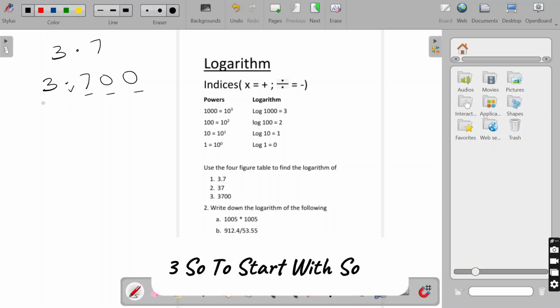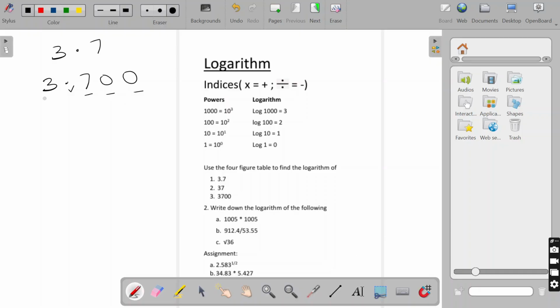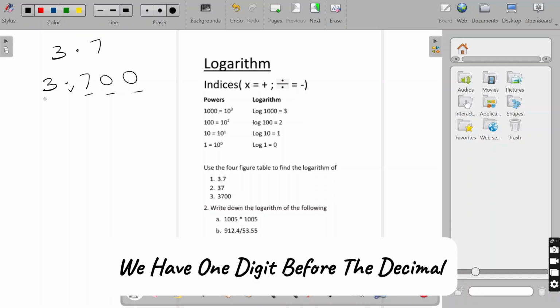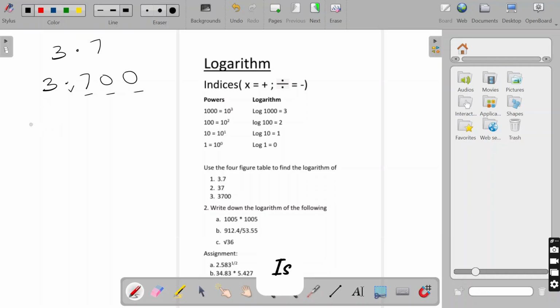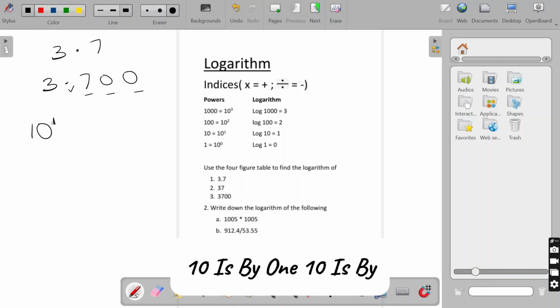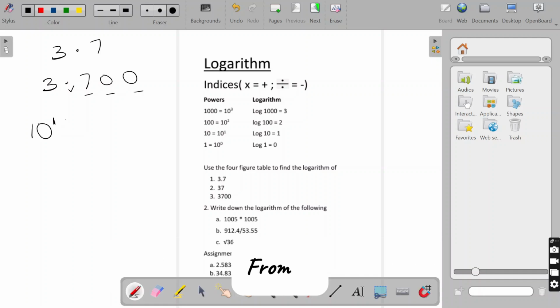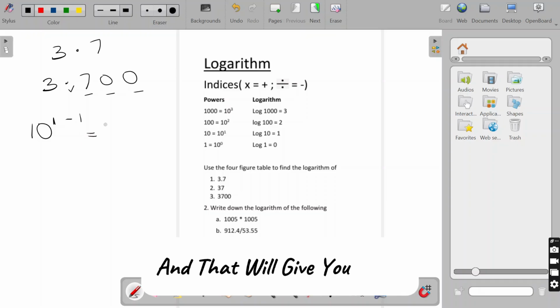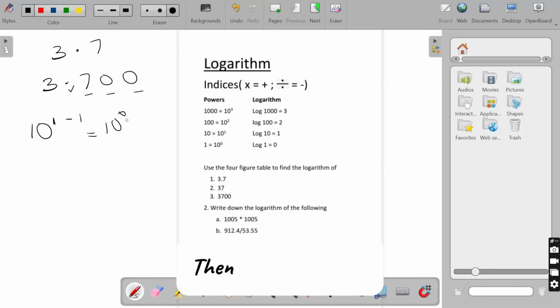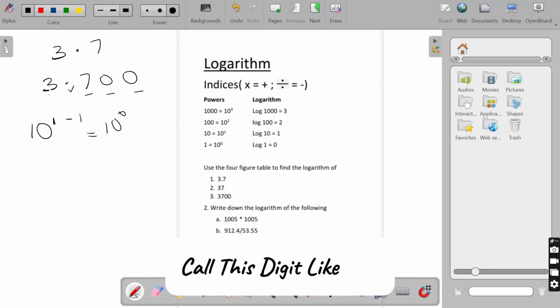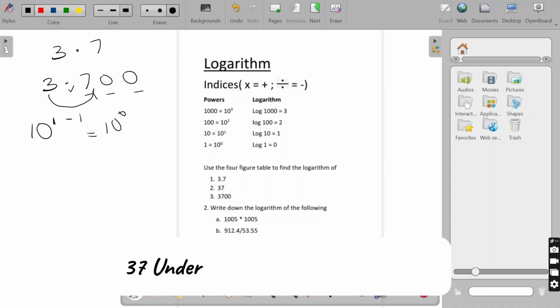To start with, you count the number of digits before the decimal point. We have 1 digit before the decimal point. The very first thing to do is the standard of 10 raised to the power 1. So count the number of digits before the decimal point, we have 1, and just subtract 1 from it, and that will give you 0. Then the next thing to do is to call this digit like this: 37 under 0 difference 0.